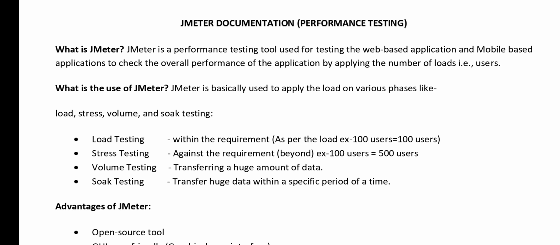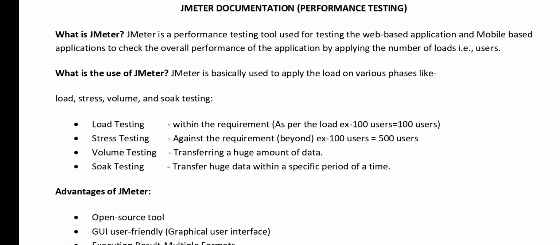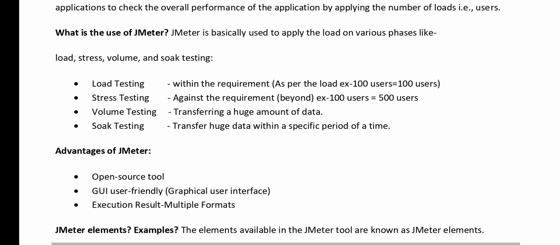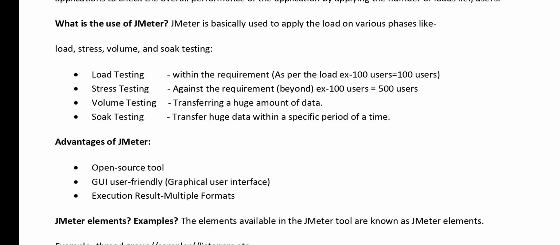Okay, so let's get started. So what is JMeter? JMeter is a performance testing tool used for testing web-based applications and mobile-based applications, to check the overall performance of an application by applying a number of loads, that is, users. Okay, and guys, I'll discuss at a very high level.